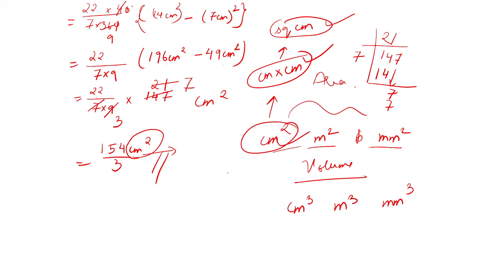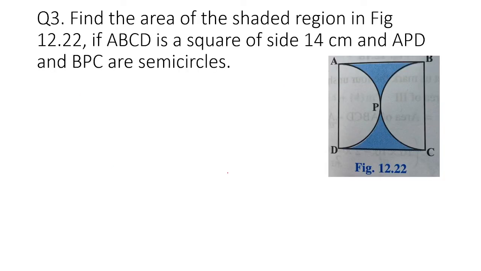The last question for this video is going to be this. We're going to find the area of the shaded region. Now this is a very easy one. We have to find this area only. They have given us that ABCD is a square with side 14 centimeters. Another important property of a square is that all the sides are equal. So all of these sides are going to be equal. Clear?